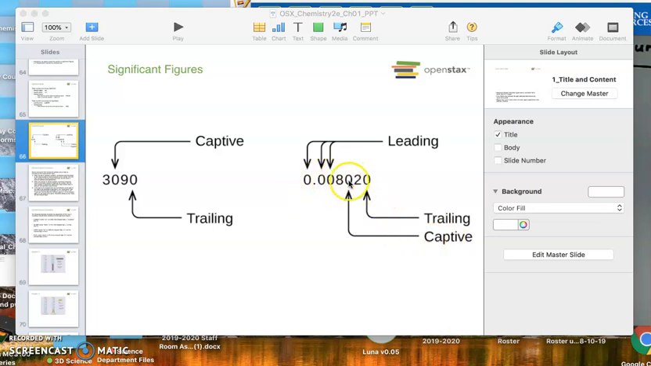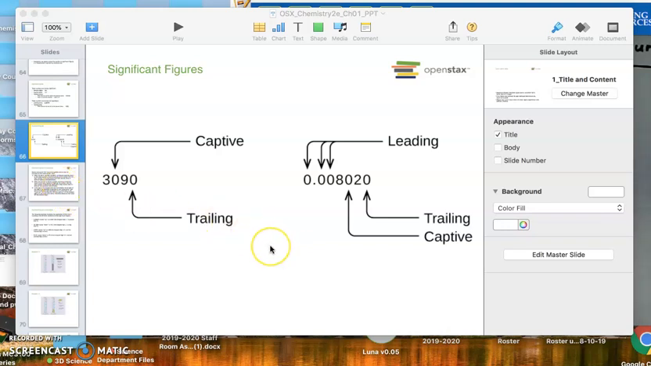Captive zeros, again, are sandwiched in between two non-zero digits. The trailing 0 here is actually significant because it's to the right of the decimal point. So here we have 4 digits that are significant: the 8, the 0, the 2, and the 0 here. These leading zeros, of course, are not significant.